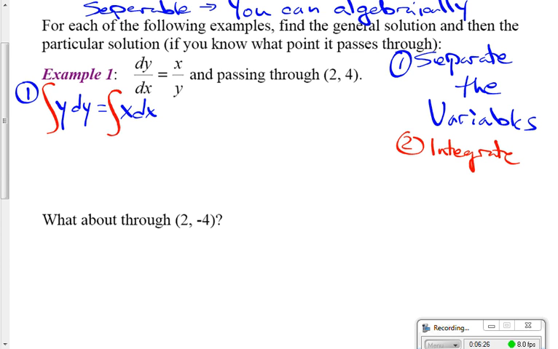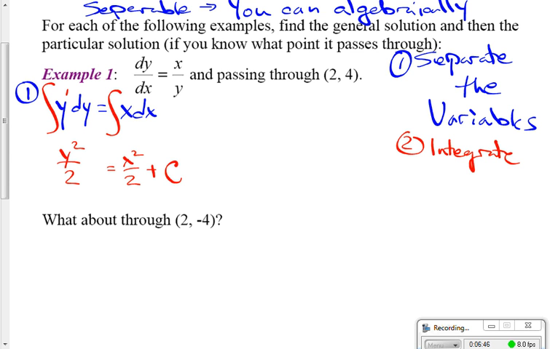Integrate the left side, integrate the right side. What is the integral of y with respect to y? Y to the first. How about y squared over 2 plus c, right? I'm not going to write the plus c on the left. I'm going to go x squared over 2 plus c on the right.